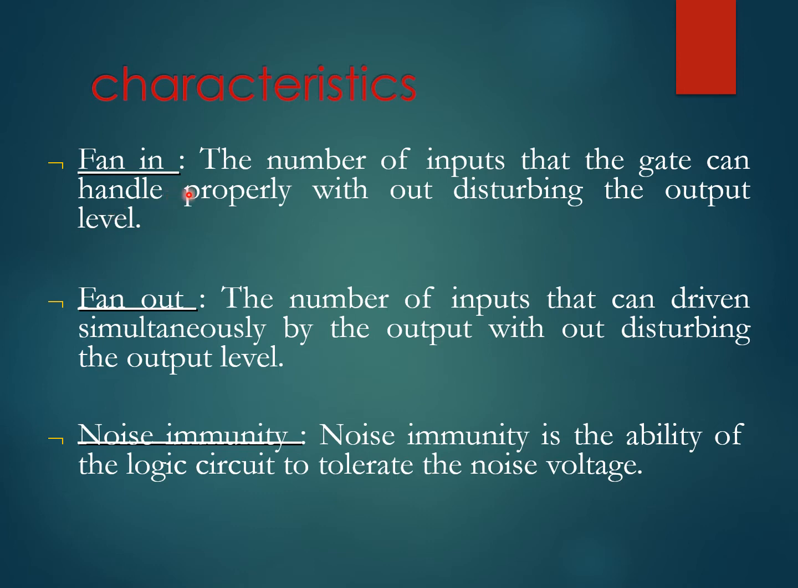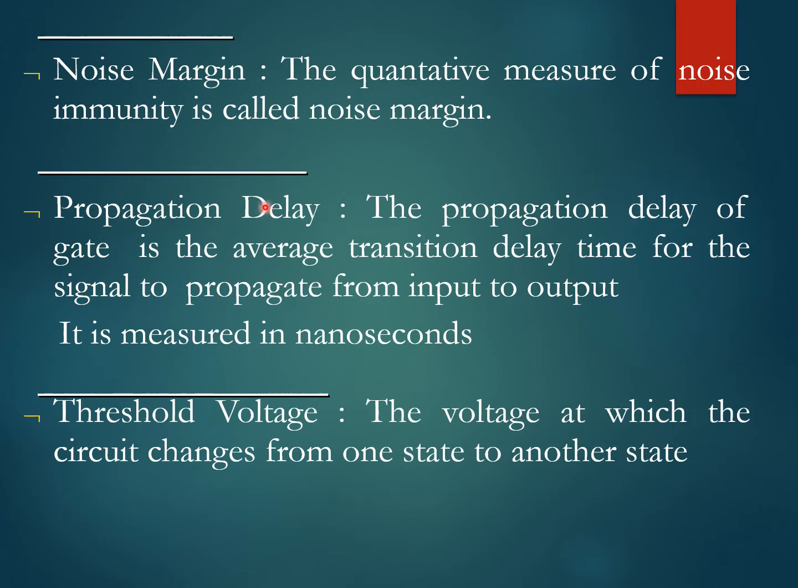So the first one is fan-in. What is fan-in? It is the number of inputs that the gate can handle properly without disturbing the output level. What is fan-out? The number of inputs that can be driven simultaneously by the output without disturbing the output levels. Coming to noise immunity. Noise immunity is the ability of the logic circuit to tolerate the noise voltage. Followed by noise margin. It is the quantitative measure of noise immunity.